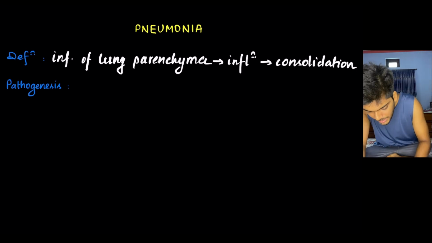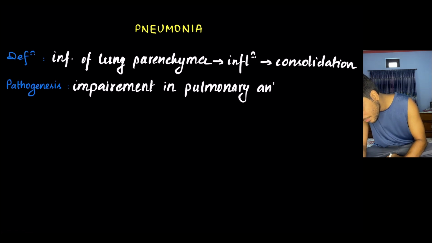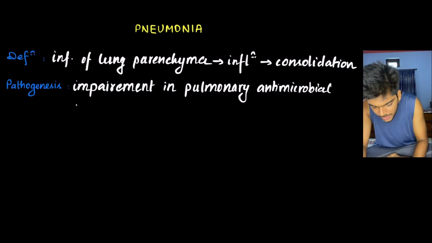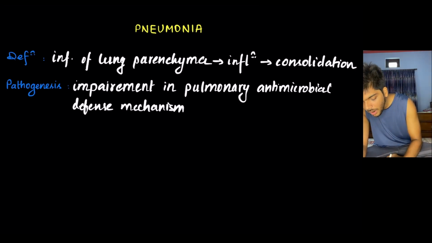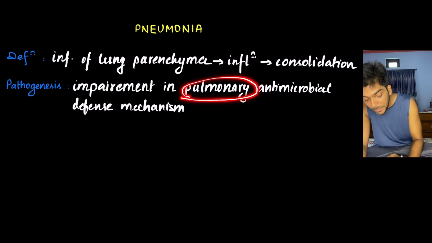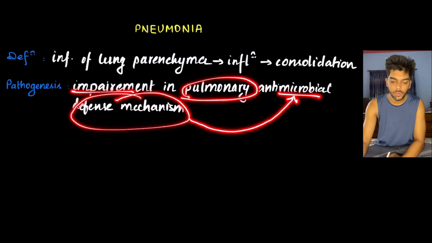So the pathogenesis is impairment in pulmonary antimicrobial defense mechanism. That is, your body defense mechanism is impaired. As a result, it is unable to fight against the microorganism, leading to infection.